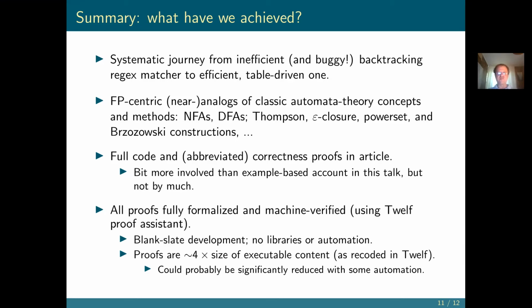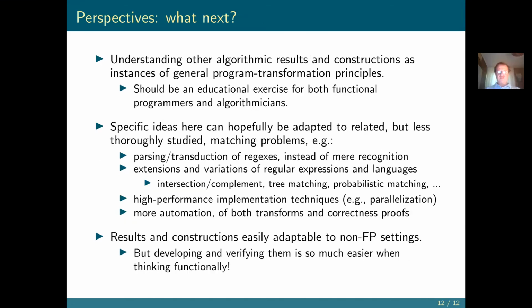And I should probably also mention that, in fact, all of the proofs have been machine checked in the Twelf framework, which means very little automation. And in that framework, the proofs are about 4 times the size of the executable content when that's recoded in Twelf. But with some automation, this would probably be brought down significantly. Okay, so what else can we do?